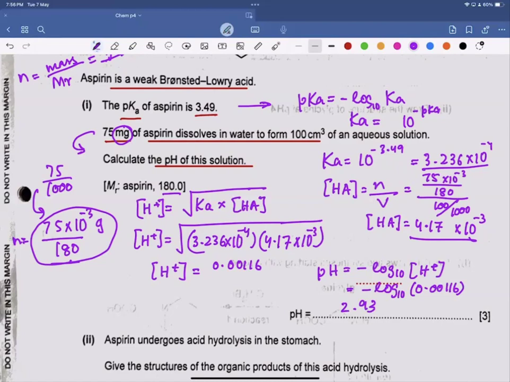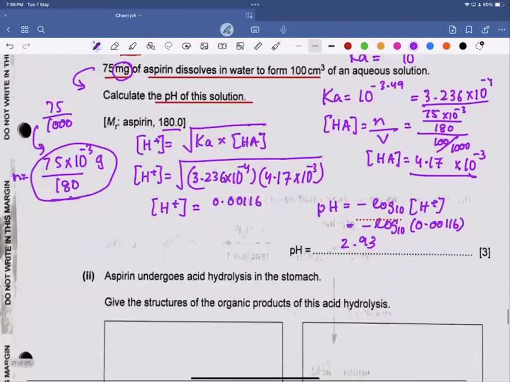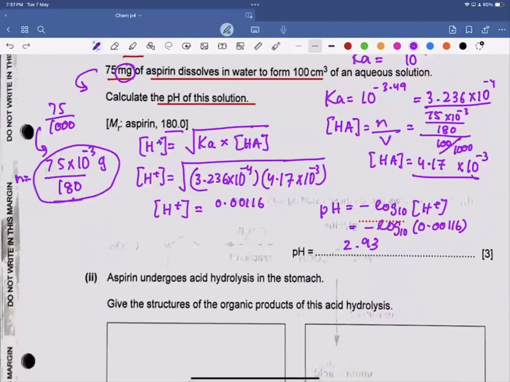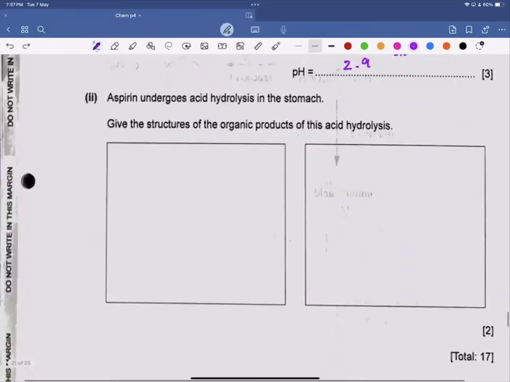Okay, thank you, Maham and Hussein. You are doing some mistake in the calculation. You will be getting 4.17 exponent minus 3 over here. Okay, now part 2.